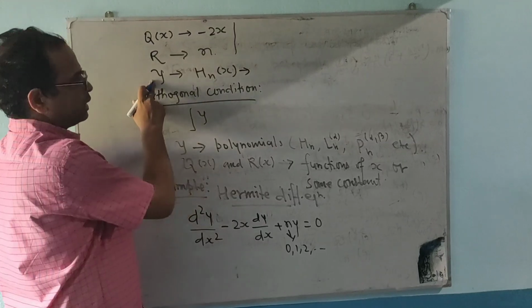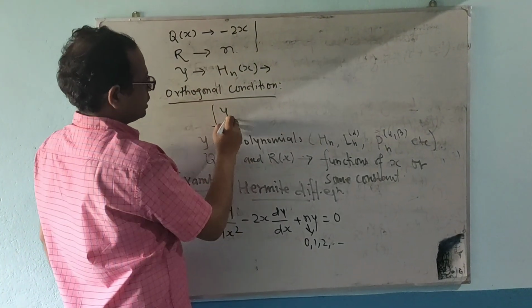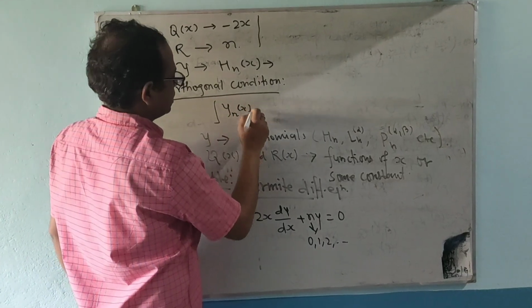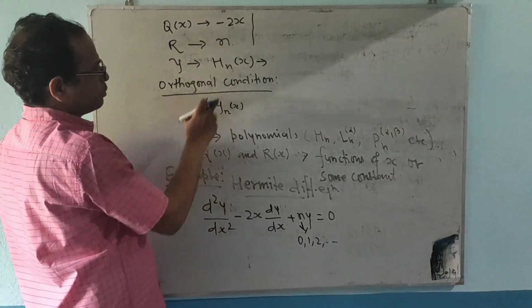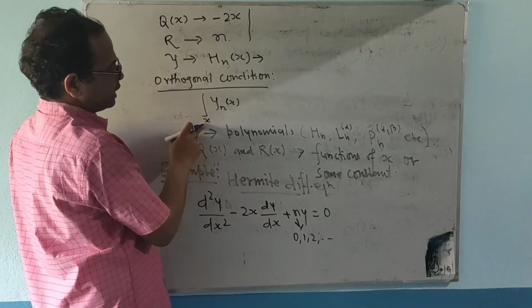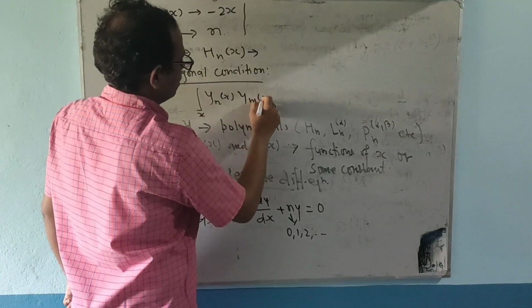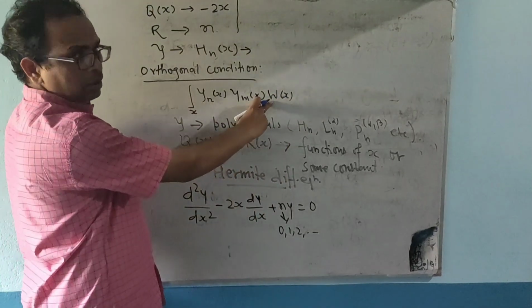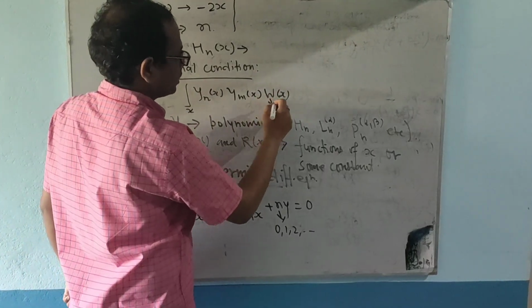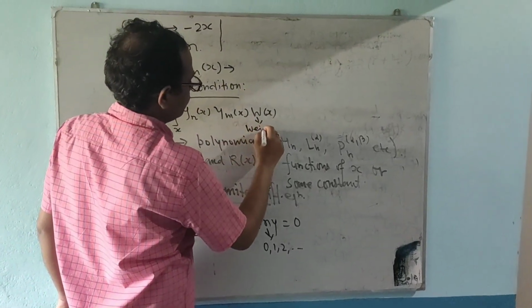If for any y not related to hn, for any y, the solution is yn. This x, the range depends on the potential or the polynomial. So we put here x, y of nx, y of mx, some weight function. This is known as weight function. For different polynomials, we have different weight functions.